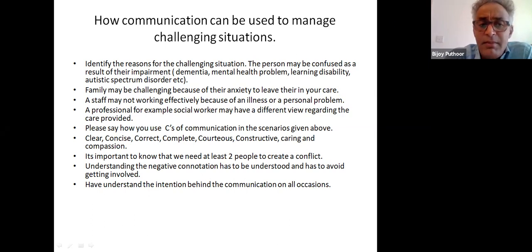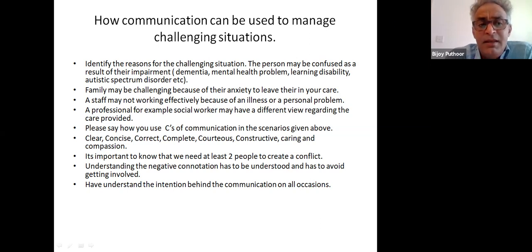So sometimes the families of the service users can be quite challenging because of their anxiety, and because they have left their loved ones in your care. And in that case, your communication has to be in a reassuring mode. So you reassure them to say that, yes, he has been doing very well. These are the things, well, thank you for the things that you have done, and give them the right importance when you speak to them, so that they're comfortable with leaving their loved ones in your care.